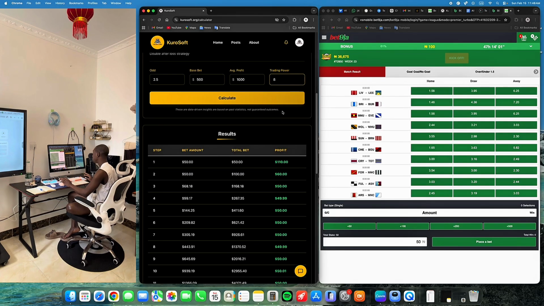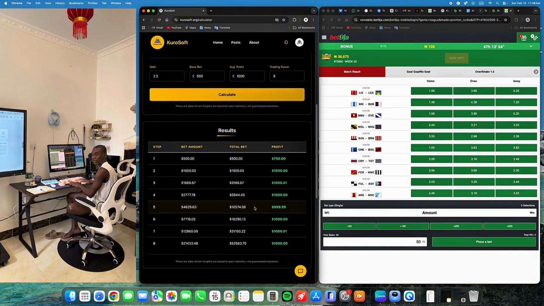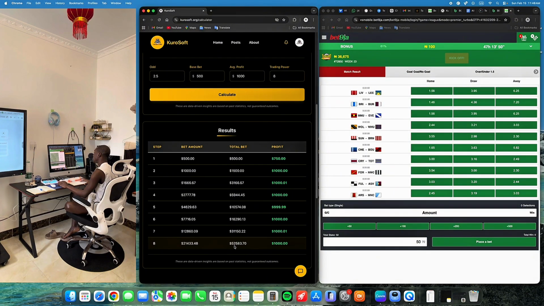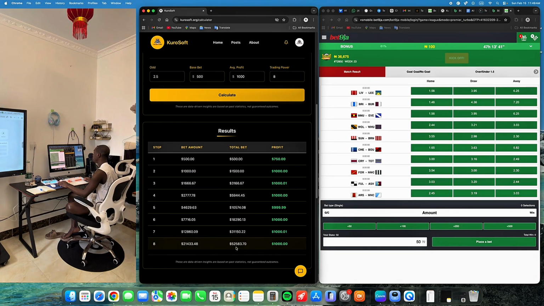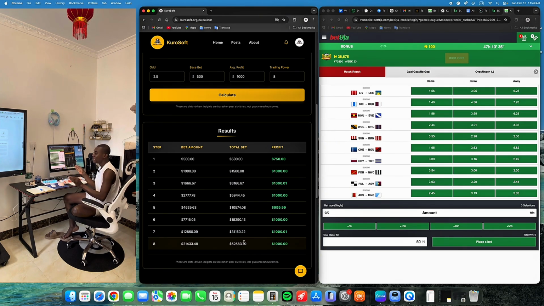Okay, so let's calculate this. Now when you calculate this, you are going to see that just for the 8 times, look at how much is involved. For the 8 times with 500 naira and average profit, you need 52,583 naira. So you can see that it's still fair if you have up to this amount in your account. Now, each time you make a win, you are going to make this amount.